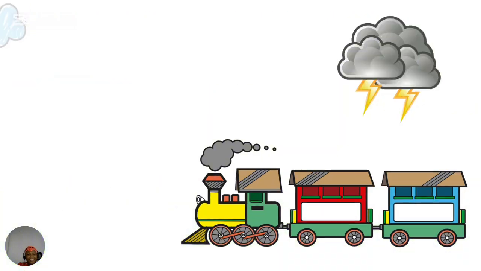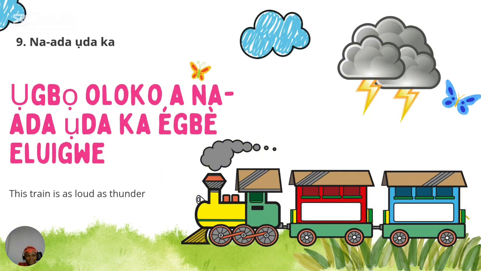Our answer is Ubo loko na-ada ụda ka egbe eluigwe. Can you see my answer in the pink pen? Let's read together. Ugbo oloko, this train is ugbo oloko. Ugbo oloko a na-ada ụda ka egbe eluigwe. Ugbo oloko a na-ada ụda. This train is as loud as egbe eluigwe. You see, ọ na-ada ụda ka egbe eluigwe. It is as loud as egbe eluigwe.